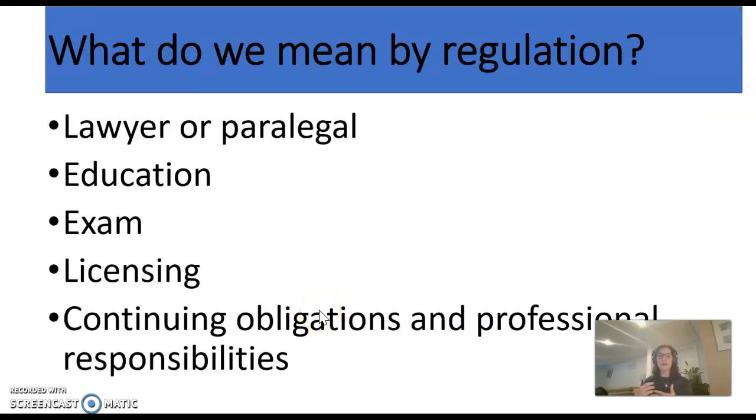I'll start here again with generally what we mean by regulation of a profession. So we'll talk about lawyers and paralegals. We will mention what education is required to be a lawyer or a paralegal. Do you need an exam, like a licensing exam, in order to become one? Do you need a license from a state or federal agency in order to practice your craft, your job? And then if you do, are there any continuing requirements? Like, once you pass a certain exam, are you just a paralegal for life or an attorney for life? And how does that work?